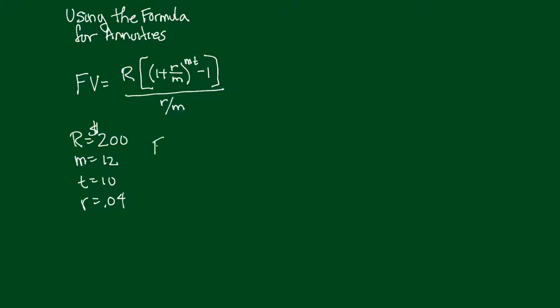So let's just substitute these numbers into our formula, and we will get the future value of our annuity is 200 times the quantity, 1 plus 0.04 over 12, raised to the 12 times 10, 120 payment periods, minus 1. All that gets divided by r over m, which is 0.04 over 12. We just need to get our calculator or Wolfram Alpha to do this.